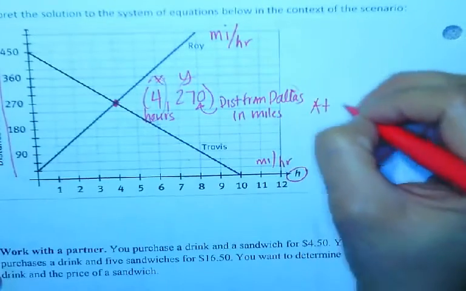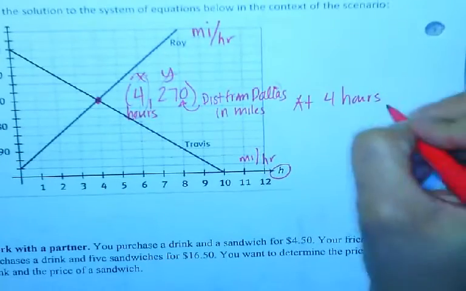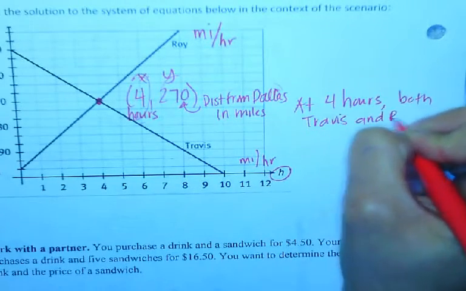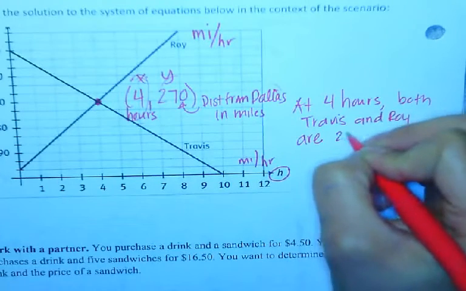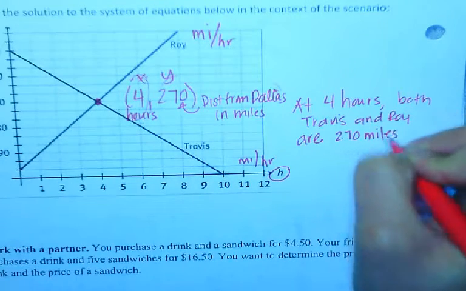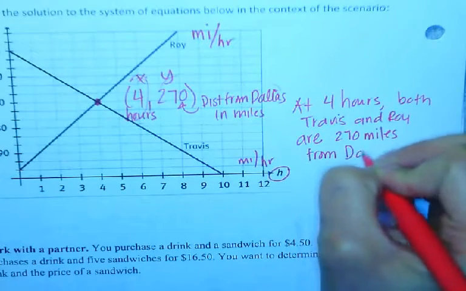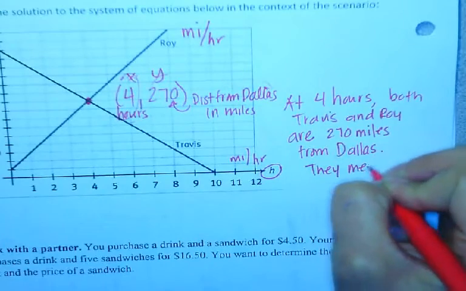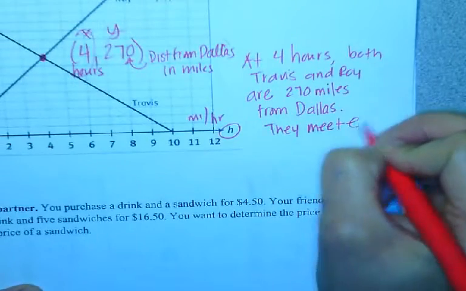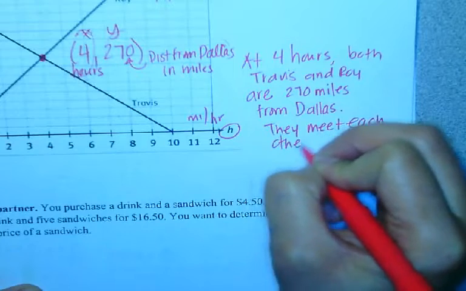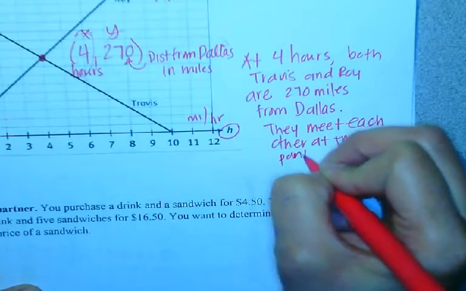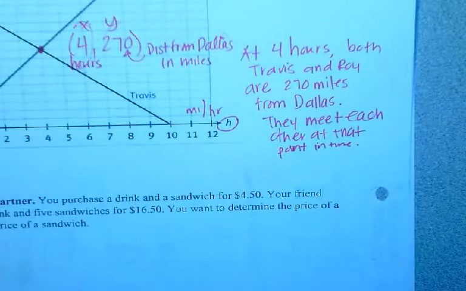So at 4 hours, both Travis and Roy are 270 miles from Dallas. Here you can extend it. They meet each other at that point. Okay, so that's where they meet each other. Okay, that was the interpretation there.